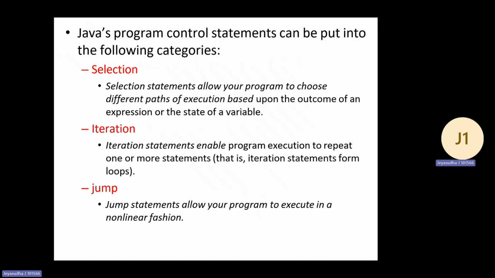So we will move on with the first one. It has been categorized into three things: first, selection, iteration, and jump. Selection statements have a certain set of statements which will have different parts of execution. And iteration is in a repeat mode, where one or more statements repeat. That is where the for loop comes in.